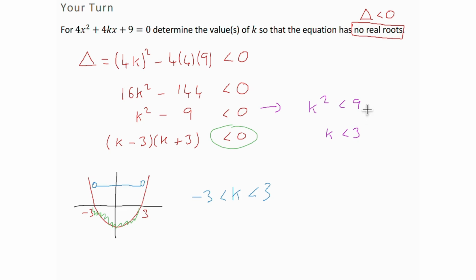This is a really common mistake, but this is wrong. So do not fall into this trap if you get a quadratic of this form.